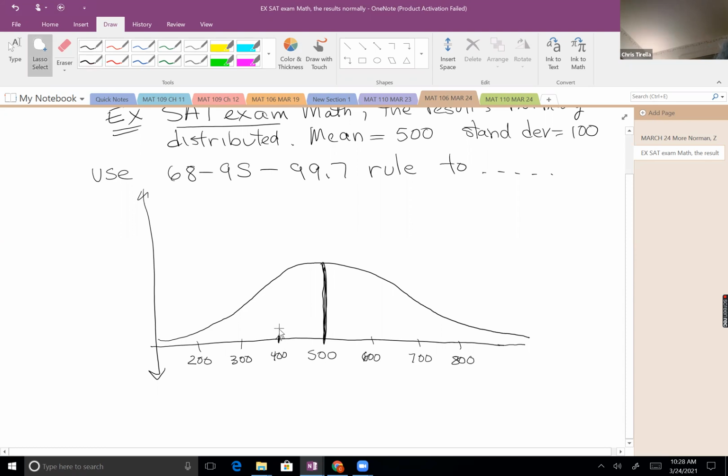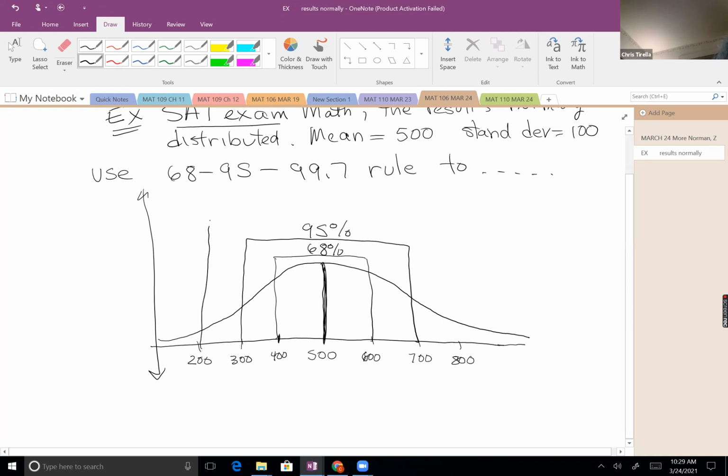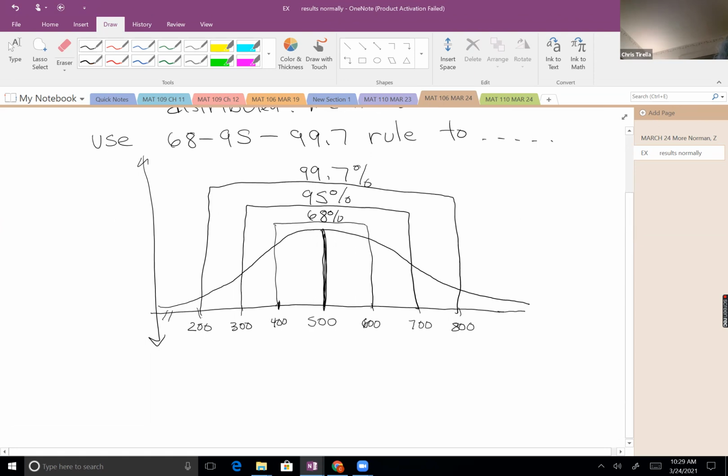Then I'm going to go 1 on either side. That'll be my 68%. Then if I go to the next one on either side, that will be my 95%. And when I connect the lowest and the highest, that'll be my 99.7%. And I probably should put a break in the axis because that space between 0 and 200 doesn't look quite right.